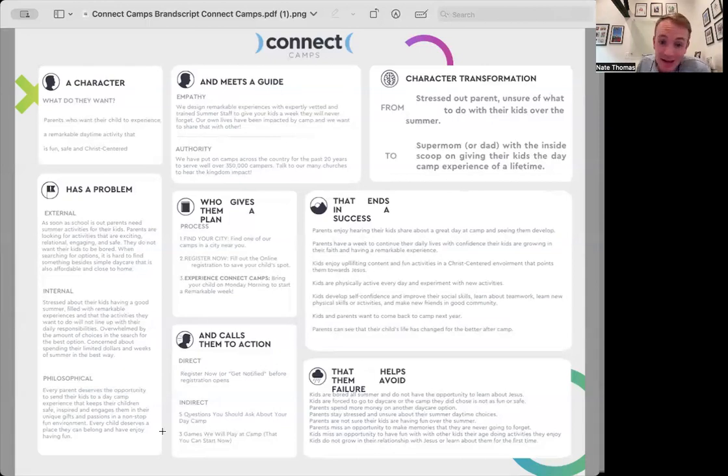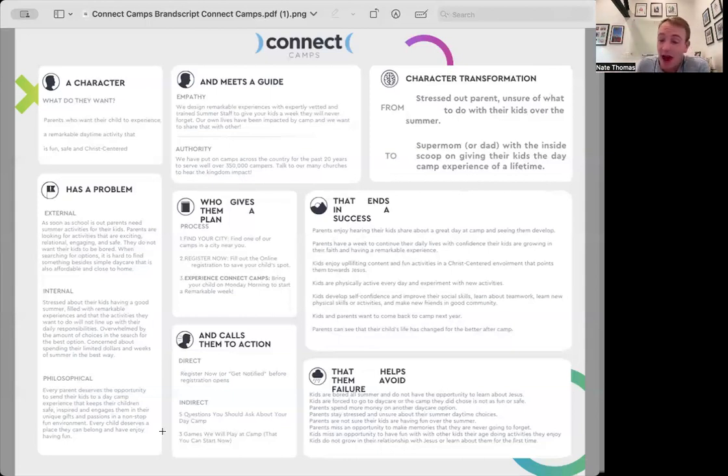Our plan is easy. You have to find your city, you have to register now, and then you experience Connect Camps, and it'll be a wow from the moment they drive up. If you've hosted camp, you've seen it before, and you can share that with families. The plan is easy. It's simple. It's just 1, 2, 3. Go find our community, register, and then have fun at Connect Camps.